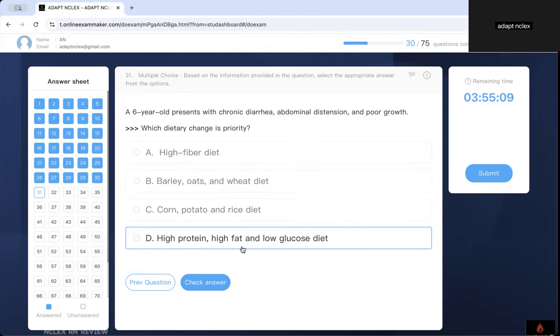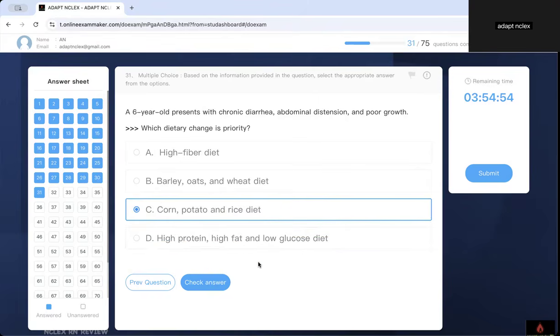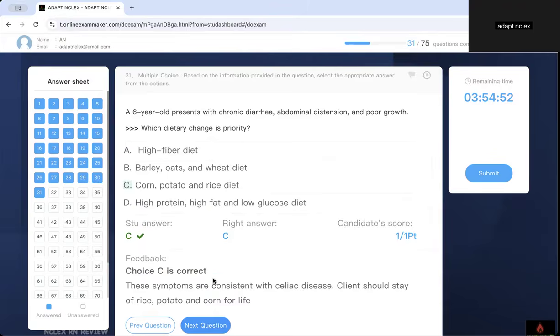High fiber diet, not for celiac. Barley, oat, and wheat, they should avoid. Corn, potato, rice, I like CPR. High protein, high fat, and low glucose, that's cystic fibrosis. I'm trying to trap you. Therefore, this patient, this is for the celiac disease patient.